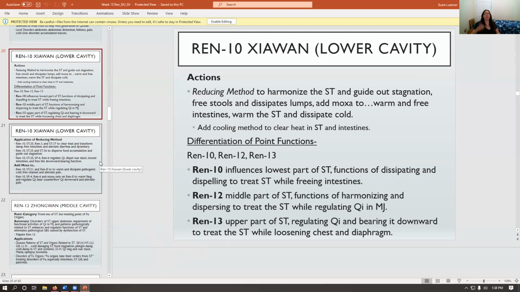Ren 10 influences the lowest part of the stomach. It is going to be good at helping to free the intestines. Ren 12, the middle one, influences the middle part of the stomach. It's really good at harmonizing and regulating qi in the middle jiao. And then we have Ren 13, which treats the upper part of the stomach, and that is more effective at bearing counterflow qi downward. It also does have an effect on the chest and the diaphragm because of its proximity to the upper jiao. So you can think of these basically location-wise. That's how you can discern the functions. Ren 10 is a little bit further down, 12 in the middle, 13 being the highest.